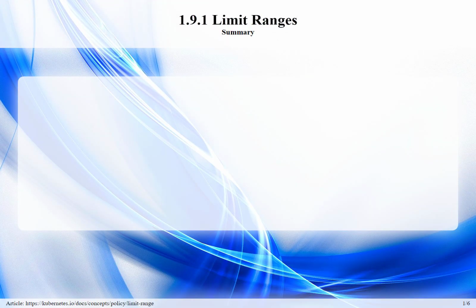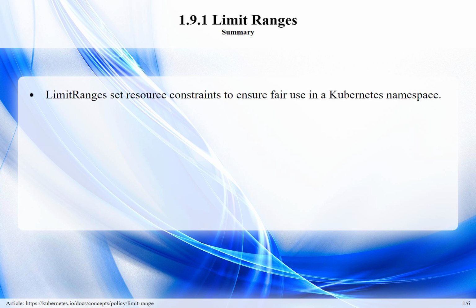Chapter 1.9.1 Limit Ranges. Here's a short summary about the article. Limit ranges are policies in Kubernetes that enforce resource constraint rules for pods and persistent volume claims in a namespace. They set default and enforce specific requests and limits for compute and storage, ensuring fair resource allocation.